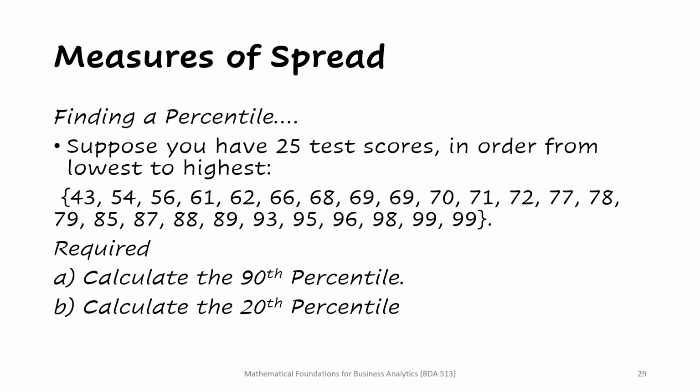So let's say we have test scores for 25 people, in order from the lowest to the highest. So this has been ordered already, from 43% to 99%. This is for 25 people. First of all, we want to calculate the 90th percentile, and then we come back to do the 20th percentile.